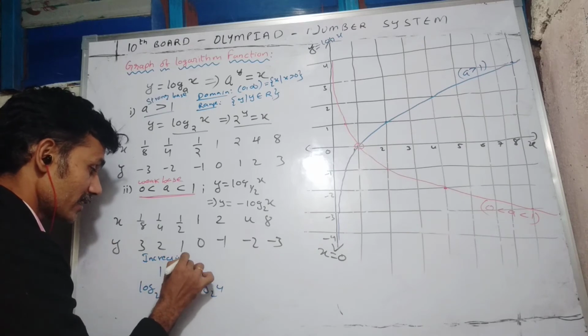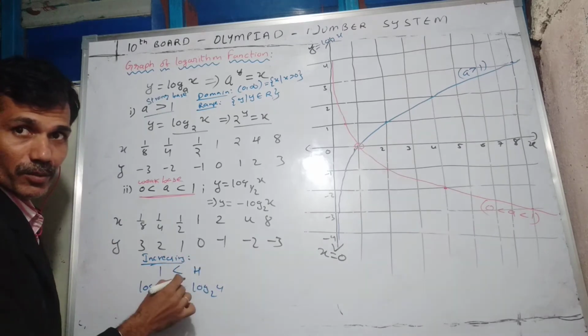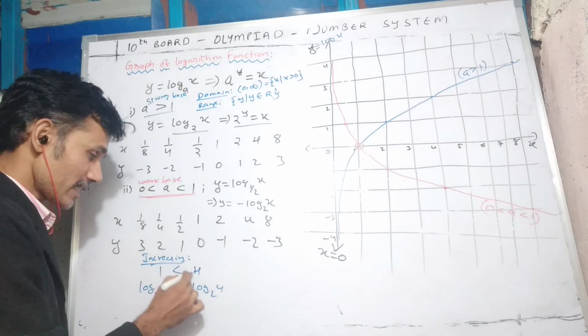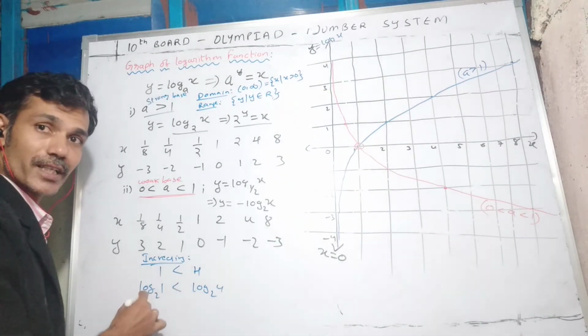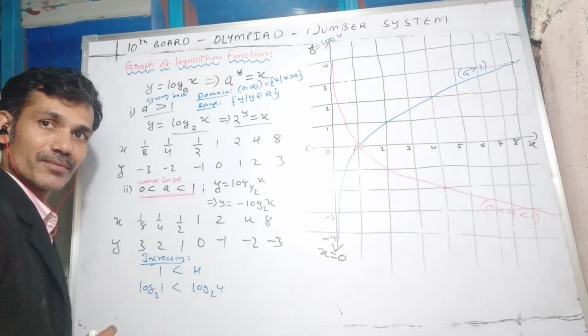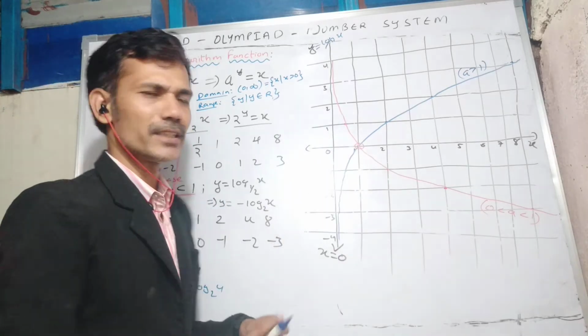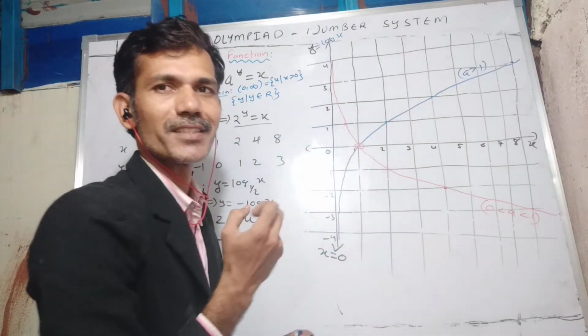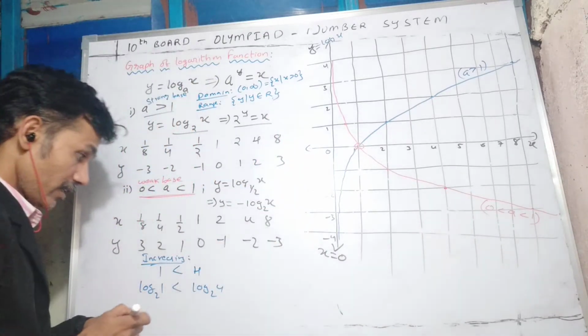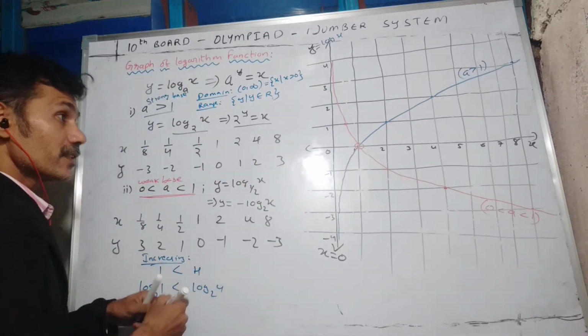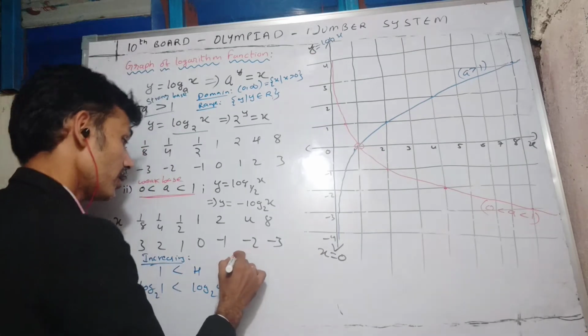Increasing function: if you take any two values in the domain, if x1 is less than x2, then log x1 will be less than log x2. Then we say it is an increasing function. Simply, if you observe the graph, it is enough. If it is moving upwards, it means it is increasing. When we talk about the weak base, it will be a decreasing function.